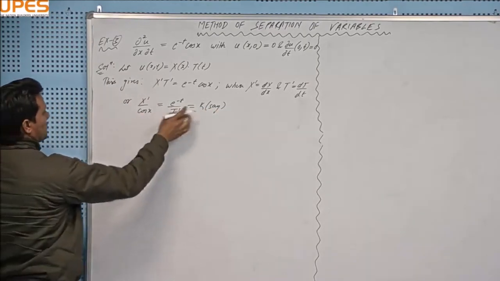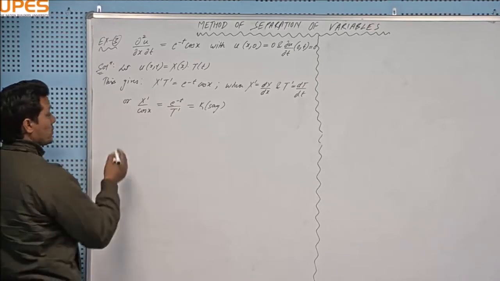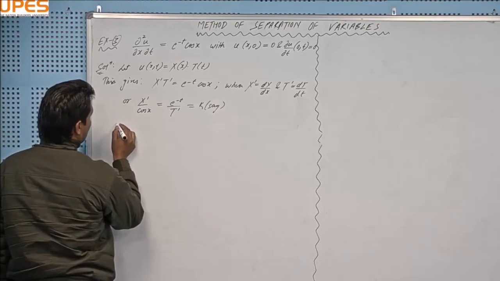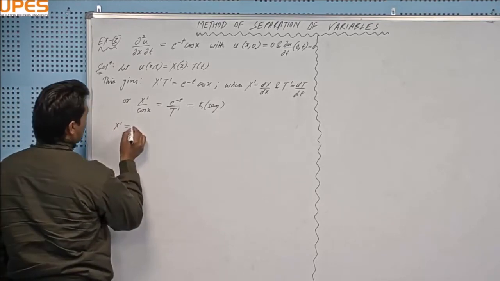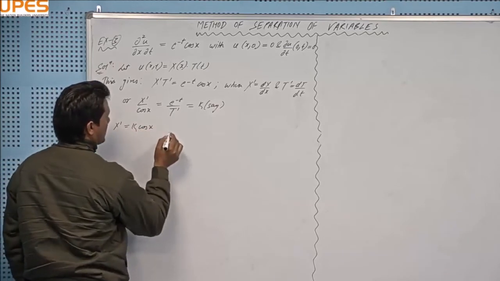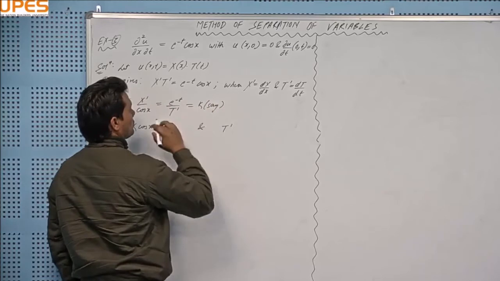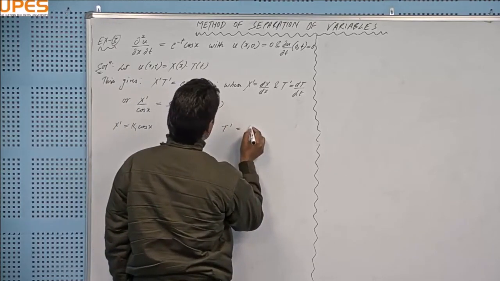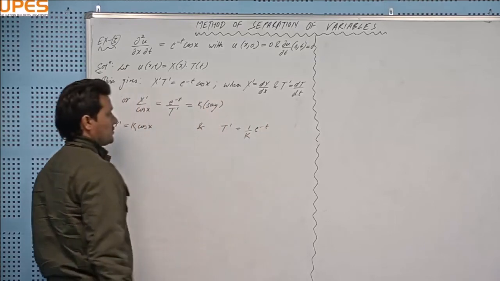Now taking the first and the third ratio, I will get the first ordinary differential equation as X dash equal to k cos x, and the second one will be T dash equal to 1 by k e to the power minus t. Okay, that is fine.